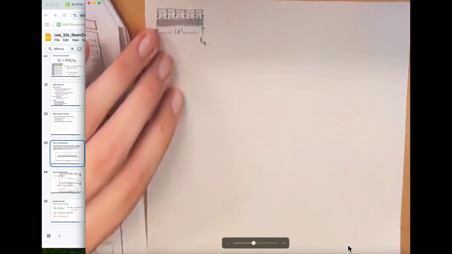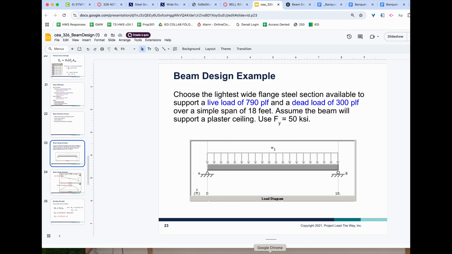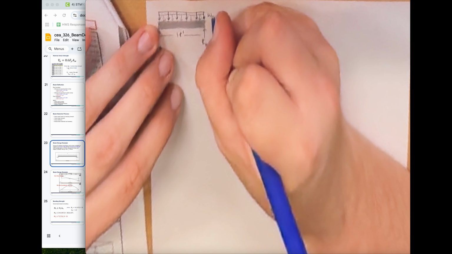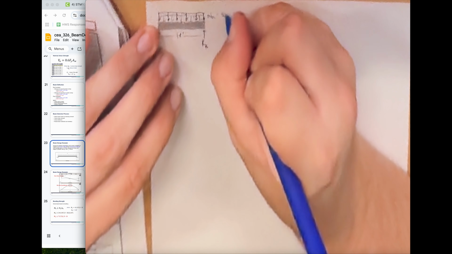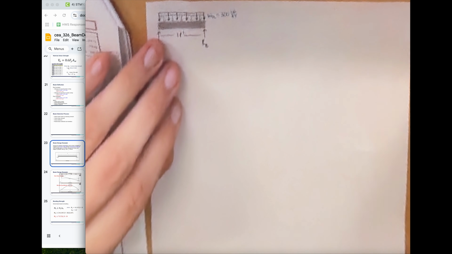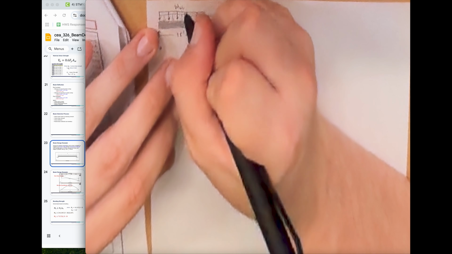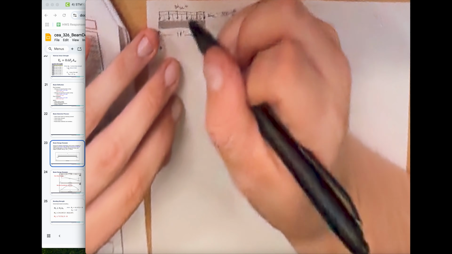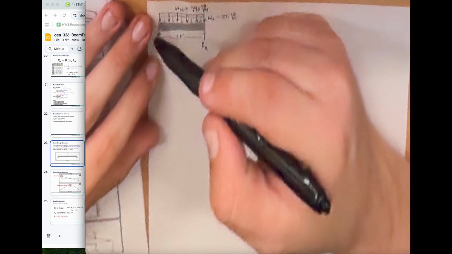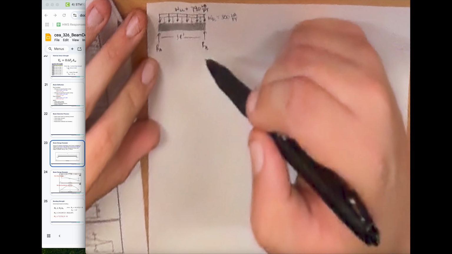Now we have to write out the values for these. The live load is 790, the dead load is 300. So we can put dead load, WDL, equal to 300 pounds per foot. And then the uniformly distributed load coming from the live load, and because that one's greater, we've got it going higher up, is 790 pounds per foot. Both of these are uniformly distributed loads acting on this beam. We're going to use these to determine the reaction supports as well as the shear force caused by these.